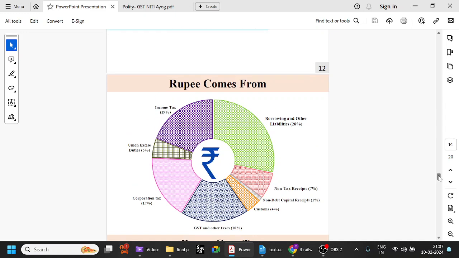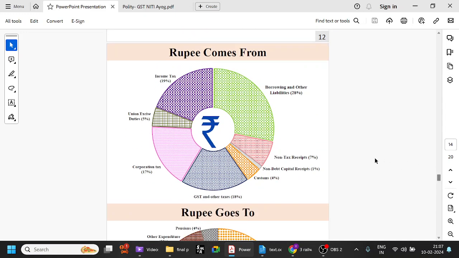Where rupee comes from, where rupee goes to. So try to spend some time and observe what it is. So you can see the biggest share we are getting is from borrowing and other liabilities, which is not exactly a very great thing. You need to reduce the amount of borrowing and etc. But 28% is coming from borrowings. Next, income tax. Okay, 19% is coming from income tax and 18% from GST.